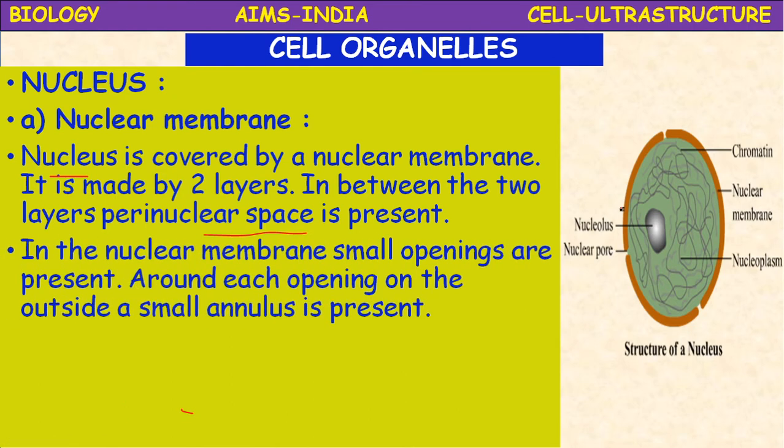Next, the nuclear membrane possesses small openings like this. There are several openings present. These openings are called nuclear pores. The openings are present, and around each opening on the outside a small annulus is present.